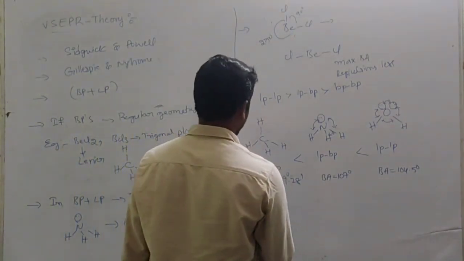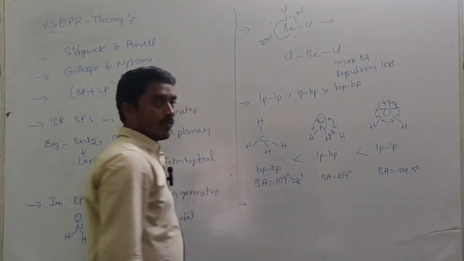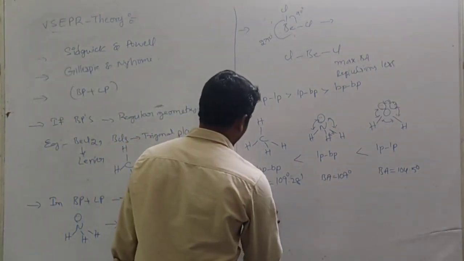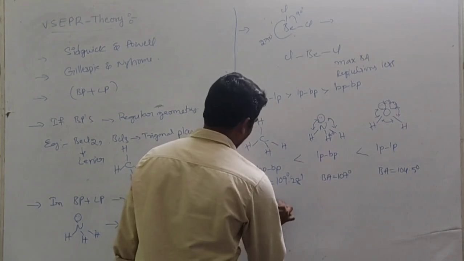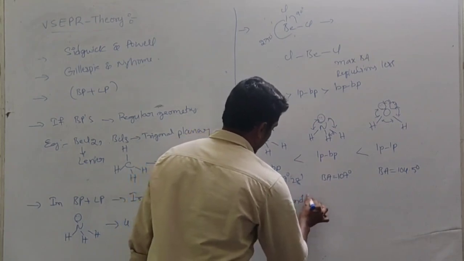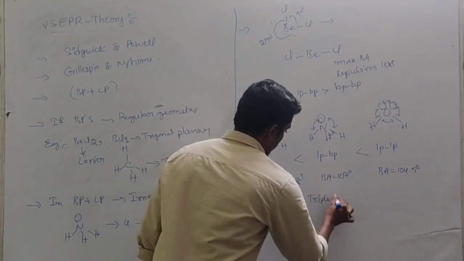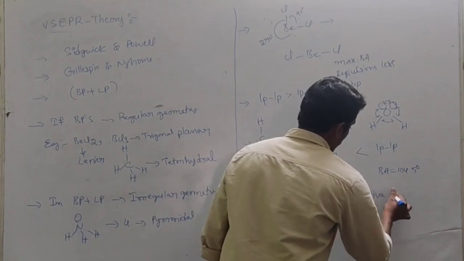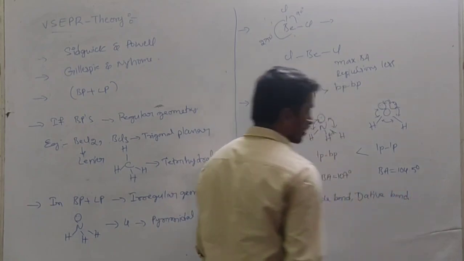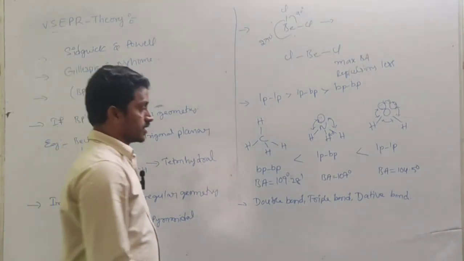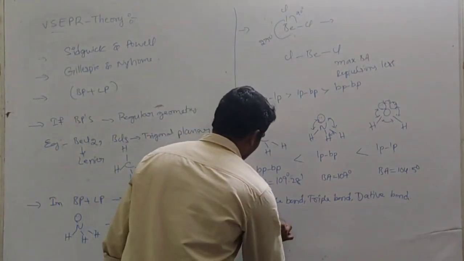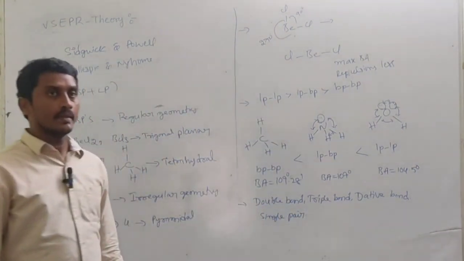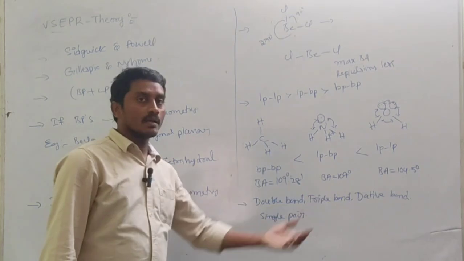Next, in the molecule, a double bond or triple bond or dative bond will be present. They are considered as a single pair, because they exist between the same atoms and have the same orientation.